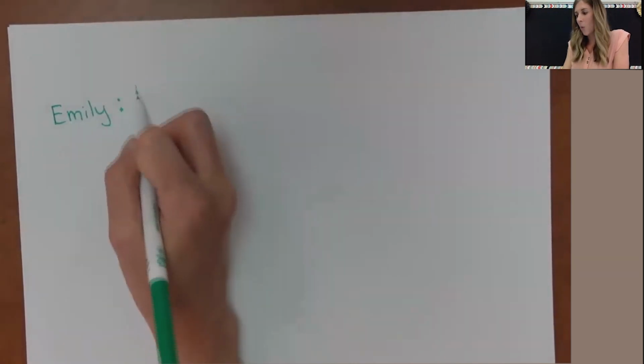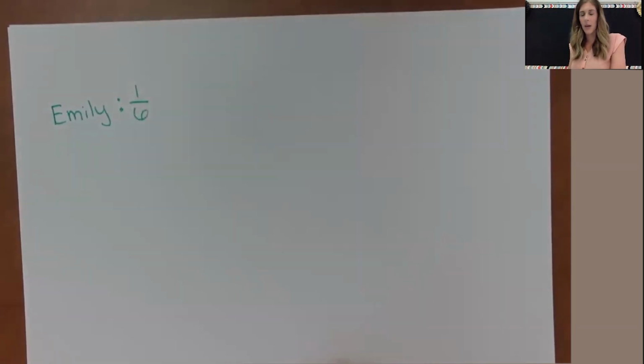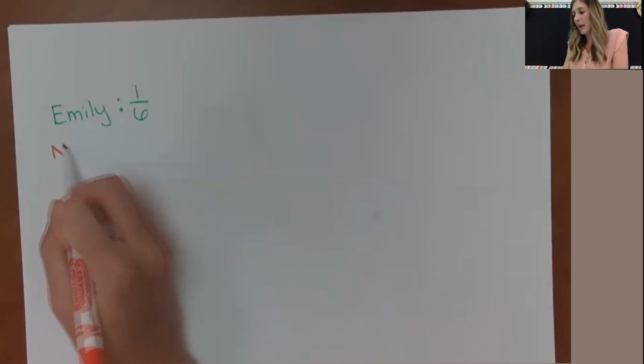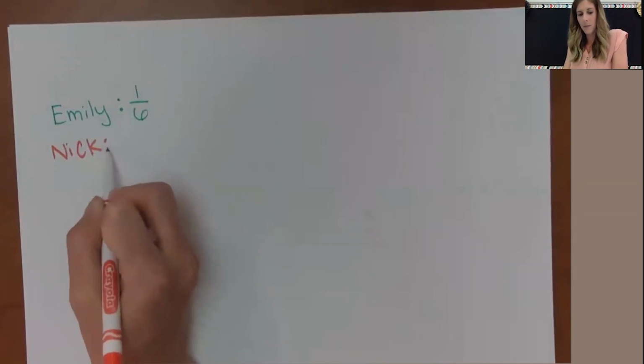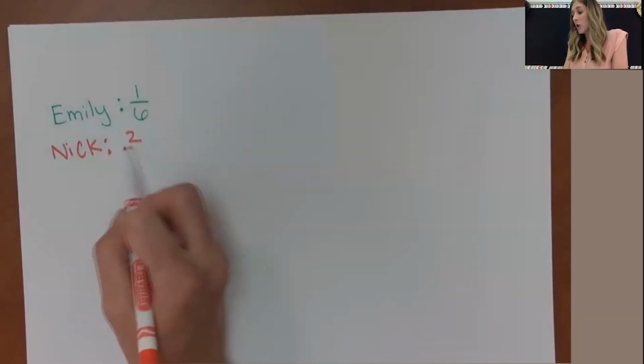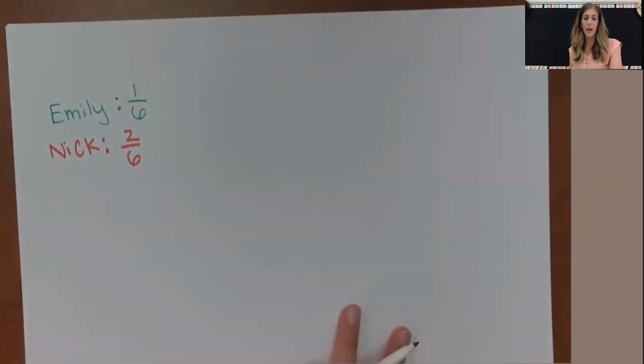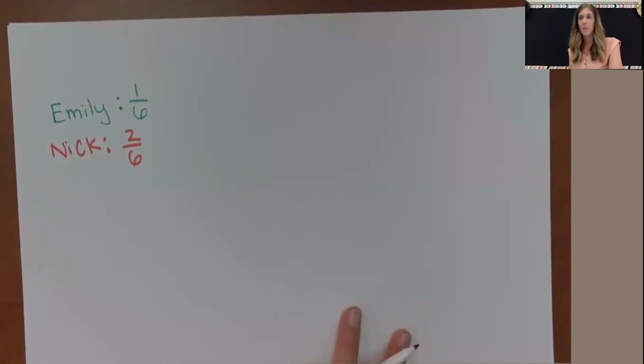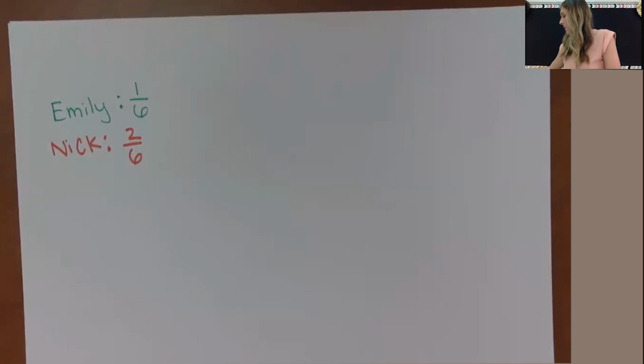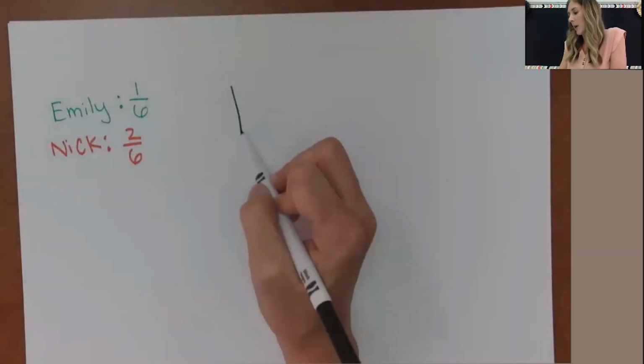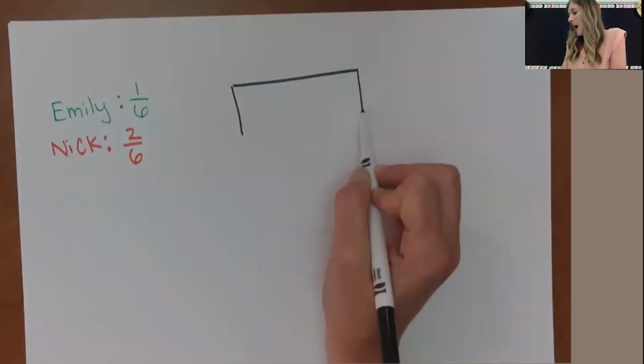We know that Emily ate 1/6 of the bag of carrots. We know that Nick ate 2/6 of the bag of carrots. Let's draw a model. Let's let this rectangle represent our bag of carrots.